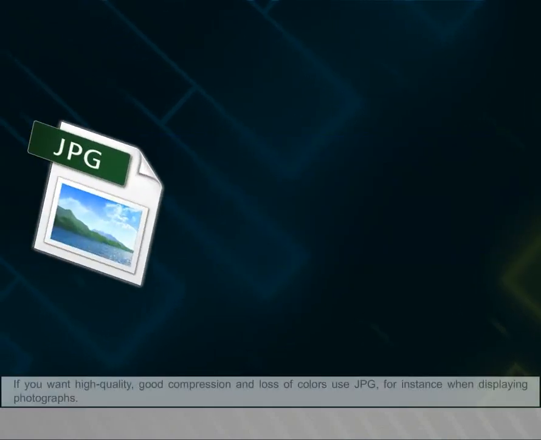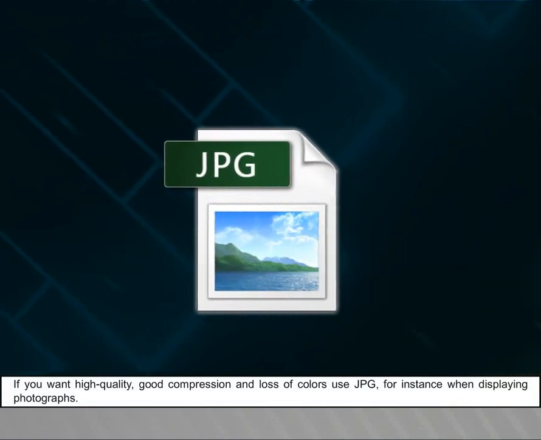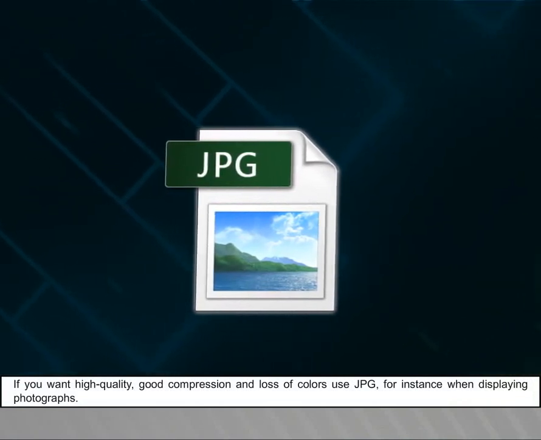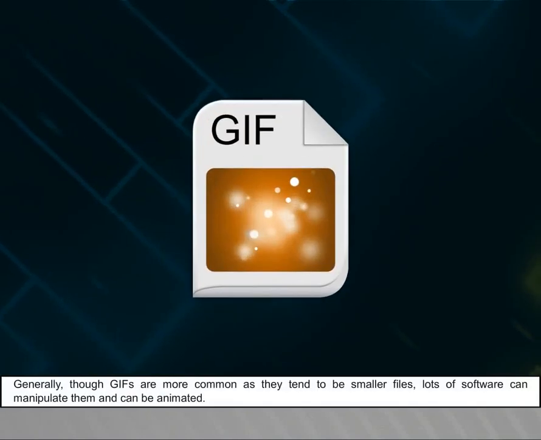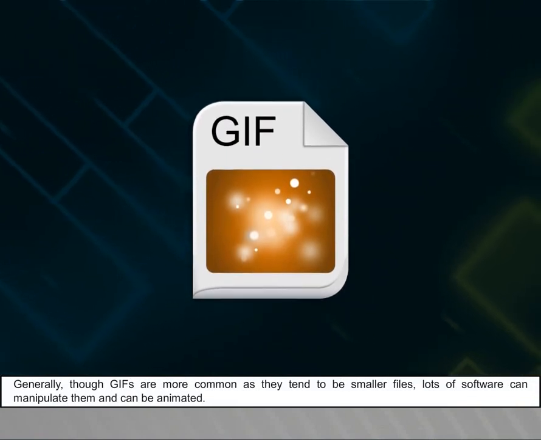If you want high quality, good compression and loss of colors, use JPG, for instance, when displaying photographs. Generally, though, GIFs are more common as they tend to be smaller files, lots of software can manipulate them, and they can be animated.